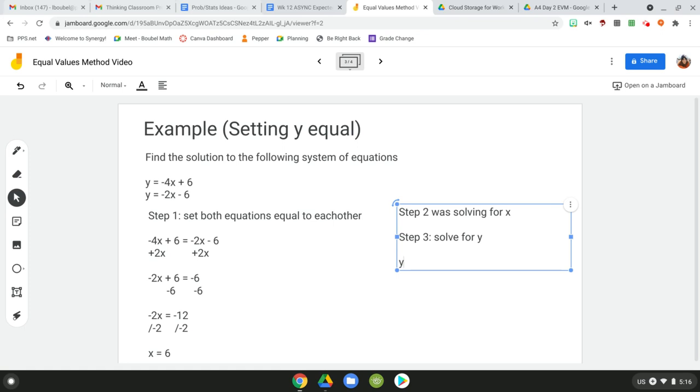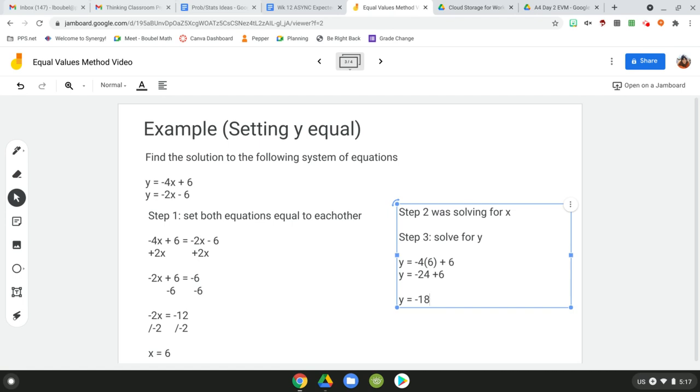But here I'm going to say, y equals negative 4, and instead of putting in x, I'm going to put in what I solved x to be, which is 6. And then plus 6 in the end. So I've got y equals negative 4 times 6. That's going to give me negative 24 plus 6. And then finally, negative 24 plus 6, that's going to be y equals negative 18.